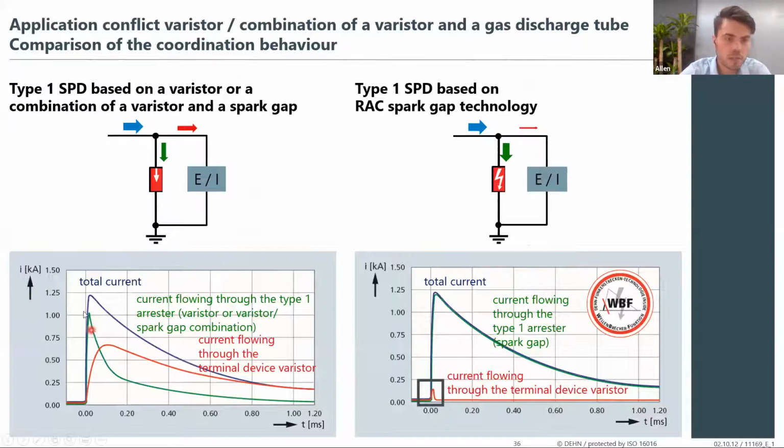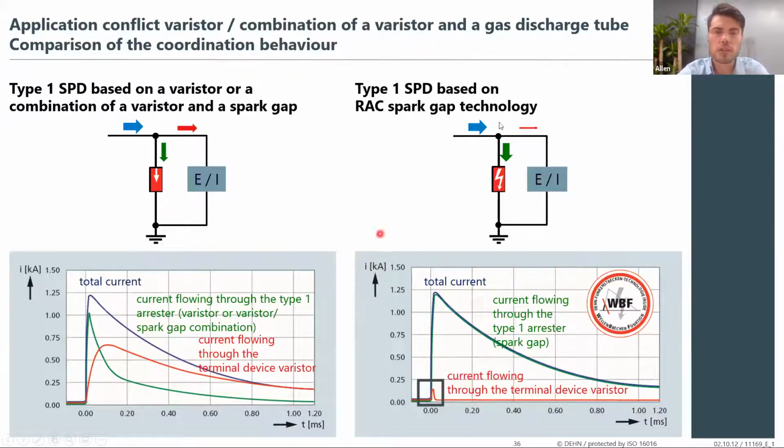And you can see from this, the green graph, that's the total current that's flowing through your spark gap itself to ground. The red graph indicates the amount of current actually passing through to your terminal device. This is way too high for the electrical device to withstand.